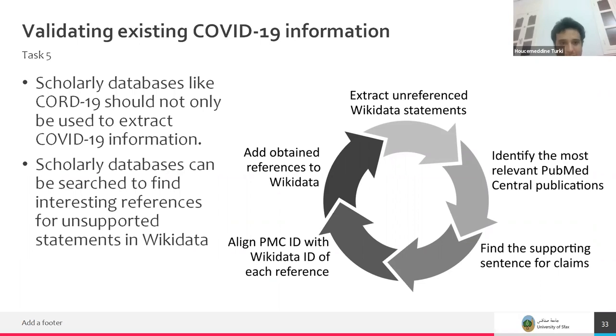The second one is that scholarly databases like CORD-19 can be used to find references that support a given statement in Wikidata. Here is the process for doing that. We extract the referenced Wikidata statements. We identify the most relevant PubMed Central publications using a query. And then we find the most relevant sentence for the claim within the publications, and then we align the PubMed Central ID with the Wikidata ID for each reference, and then we add the obtained reference to Wikidata.